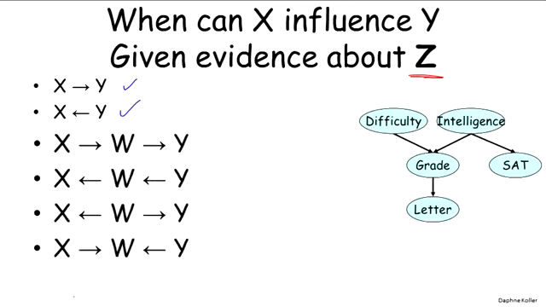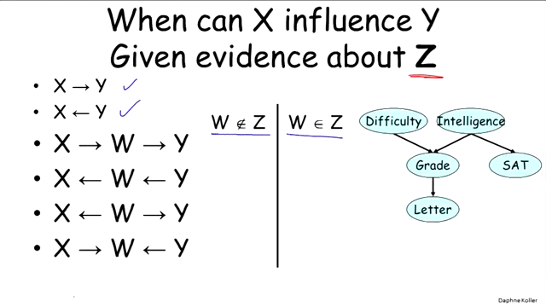Now let's look at these four cases, which are the most interesting ones. That is, when can X influence Y via an intervening node W? Now there are really two cases. Either W is in my evidence set Z or it's not. So let's start with the case where W is not in my evidence set Z.